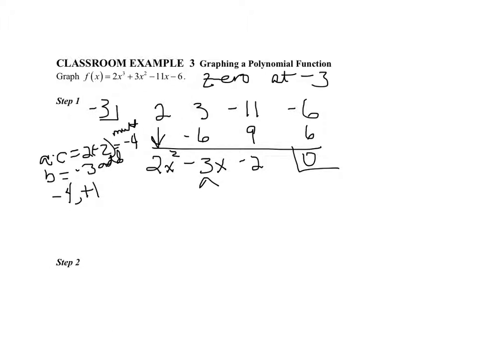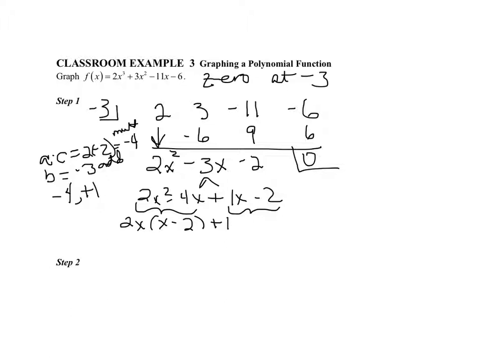I'll replace this middle term with minus 4x plus 1x minus 2. Factoring by grouping now, pulling out my GCF, I get 2x times x minus 2 plus, because I match the sign in the middle, the GCF in the second pair is just 1. And that will give me x minus 2 in parentheses.